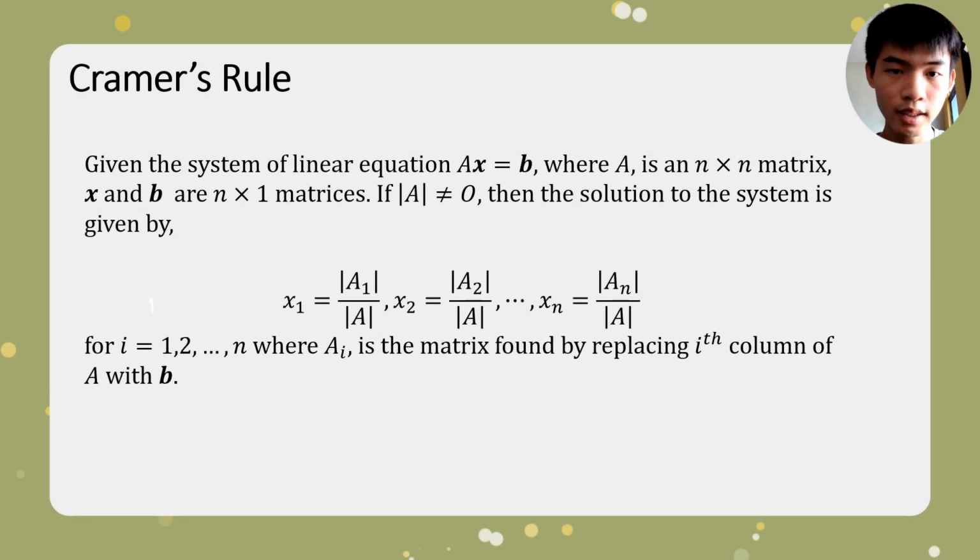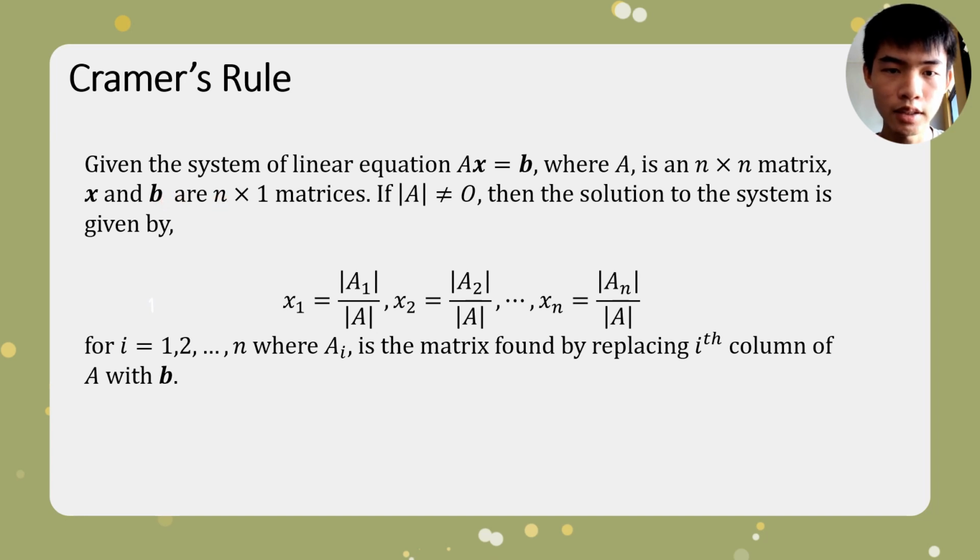Cramer's rule is another method of solving a system of linear equations. Given the system of linear equations Ax equals b, where A is the coefficient matrix, it must be a square matrix. That means the rows and columns of the coefficient matrix must be the same. X is the column matrix with the variables, and B is the column matrix with the constants, which are on the right side of the equations.